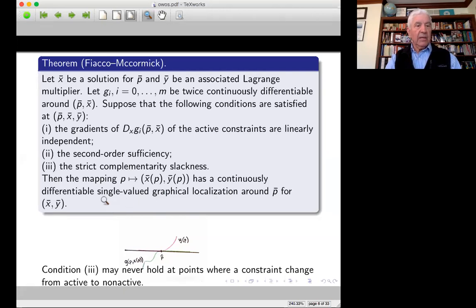So, single valued graphical localization. It might not be single valued, of course. And then we add to that the function which identifies the graphical localization has some properties. And in this case, this graphical localization is continuously differentiable around the reference point.